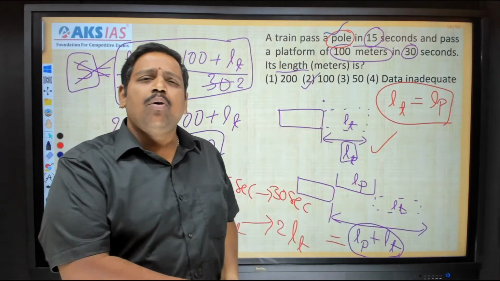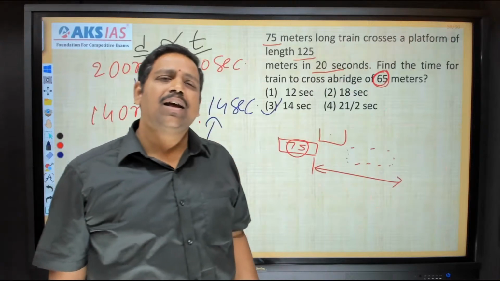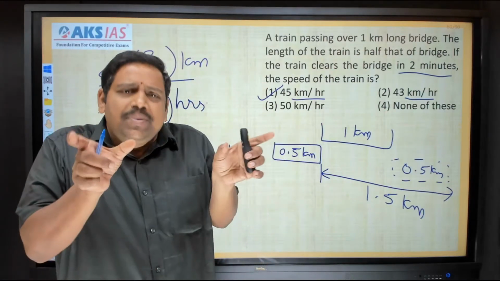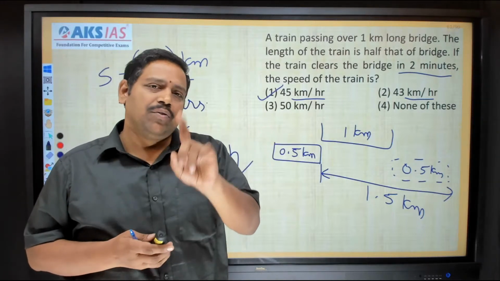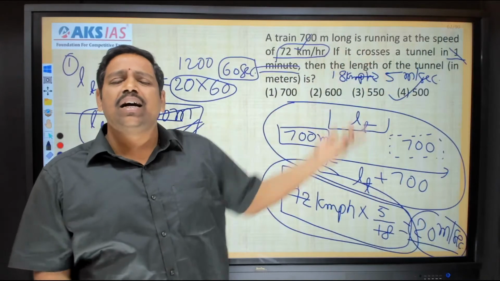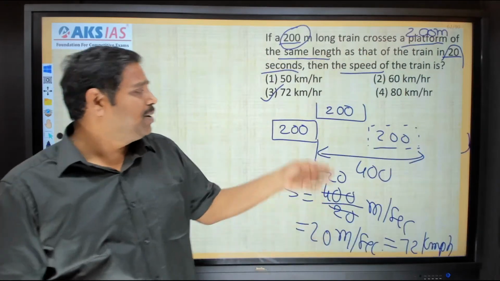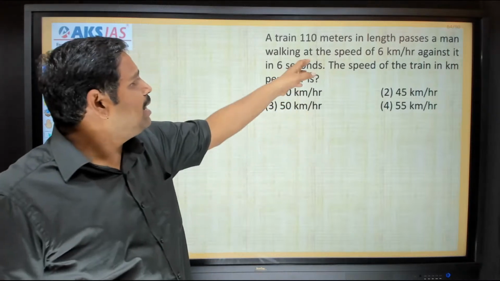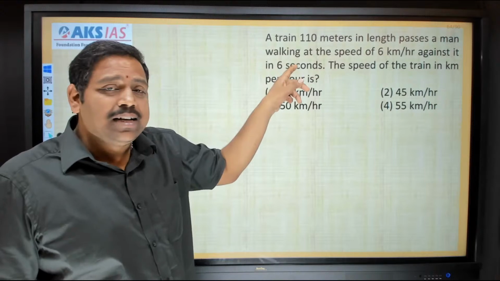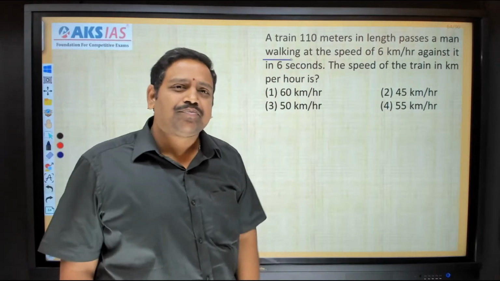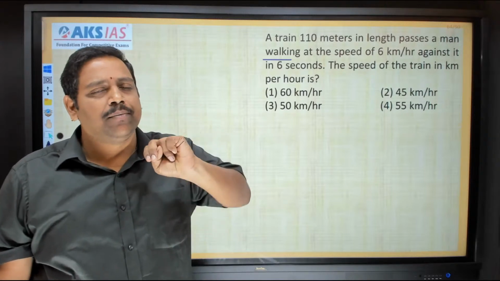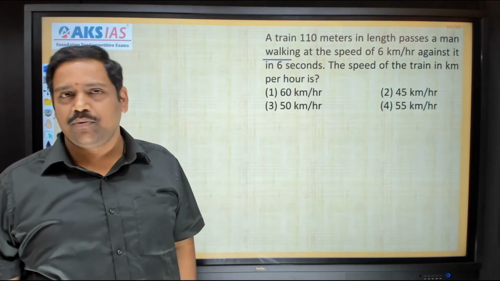So crossing a pole, crossing a platform, crossing a tunnel, crossing a bridge, all these things have one advantage, that is, 2 objects are not in motion. Only one object is moving. So only the train is moving. The platform or the tunnel or the bridge is at rest, right? But now coming to this question, a train 110 meters is crossing a man who is walking. Man is walking means 2 objects are in motion. That is the beauty that we should notice here.